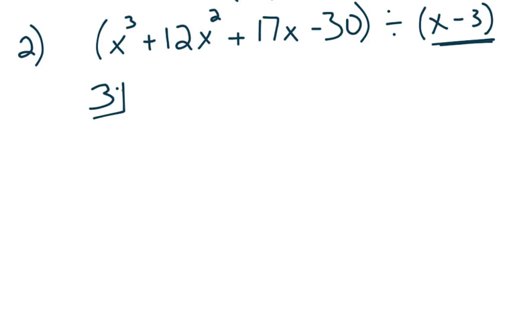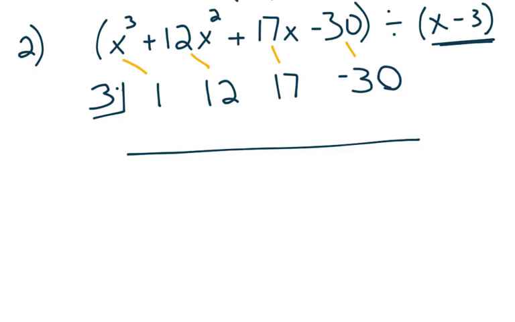So let's go ahead and bring down our coefficients. I have gotten these numbers from 1x cubed, 12x squared, 17x, and negative 30. So we're going to draw our line. We bring down our first number, and then we multiply. 3 times 1 is 3, and we write that here. 12 plus 3 is 15.